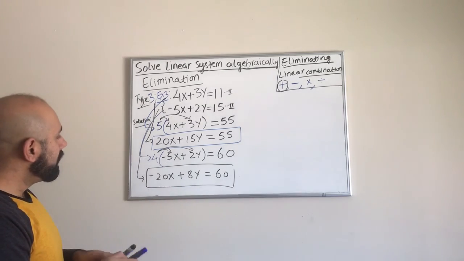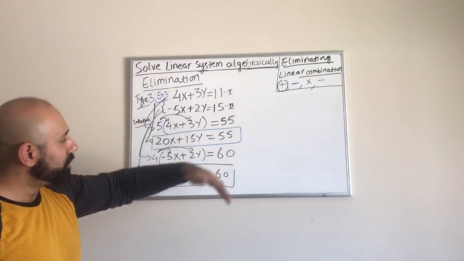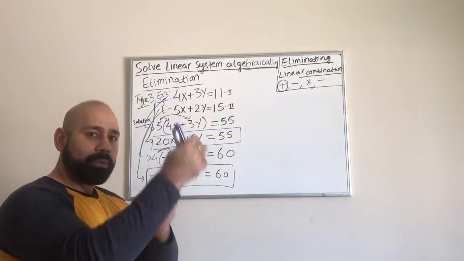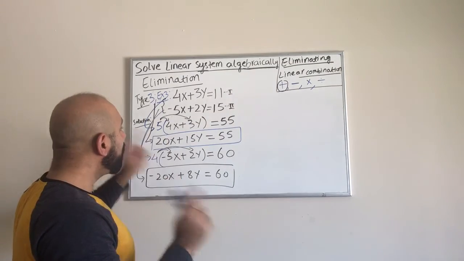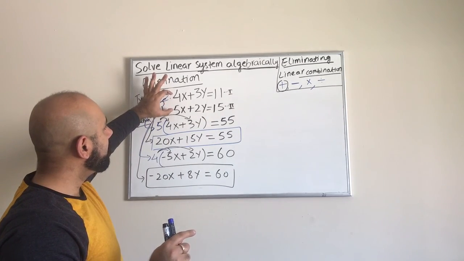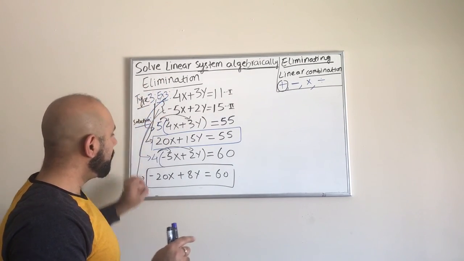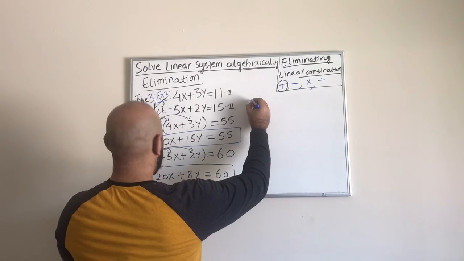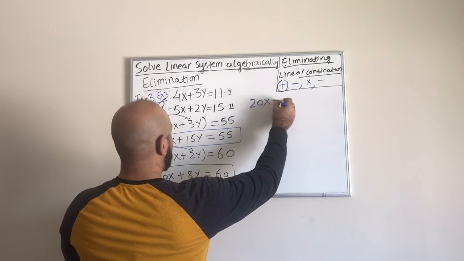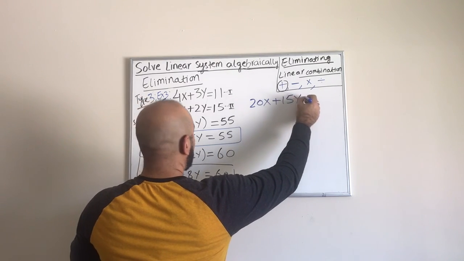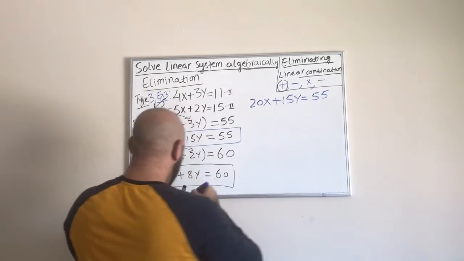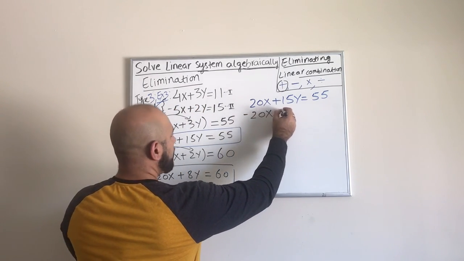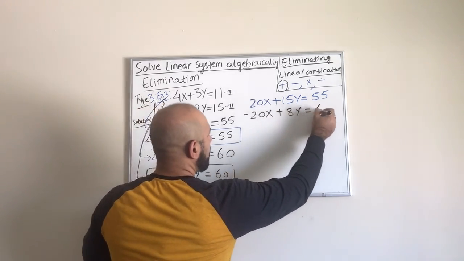So now I'm going to bring these two equations next to each other, and we still have to follow the same rules of aligning vertically the x's together, y's together, and the constants together. But no more am I going to work with this first and second equation. I have the transformed equations. I'm going to work with the transformed equations. So my first equation is 20x plus 15y equals 55. And then my next equation is negative 20x plus 8y equals 60.